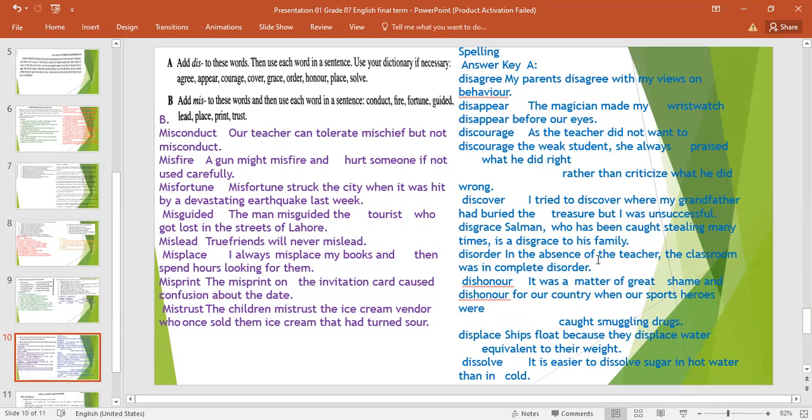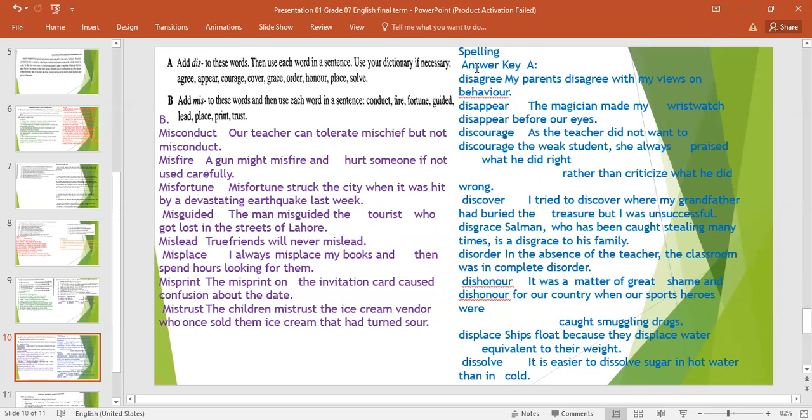Disorder. In the absence of the teacher, the classroom was in complete disorder. Dishonor. It was a matter of great shame and dishonor for our country when our sports heroes were caught smuggling drugs. Displace. Ships float because they displace water equivalent to their weight. Dissolve. It is easier to dissolve sugar in hot water than in cool.